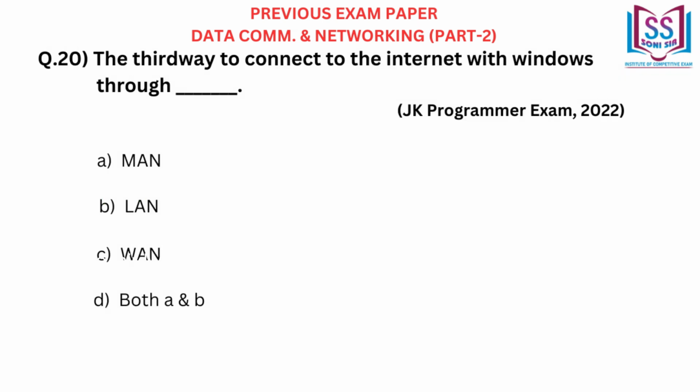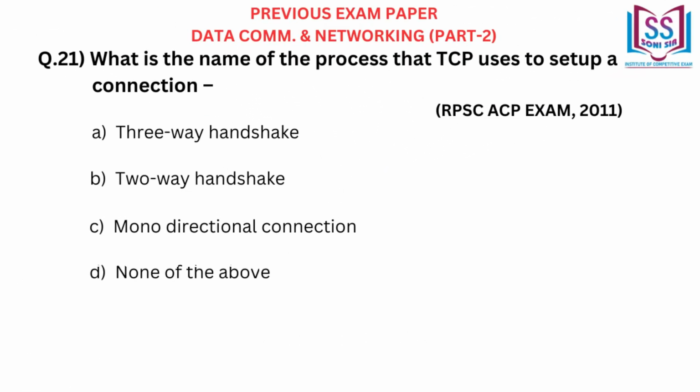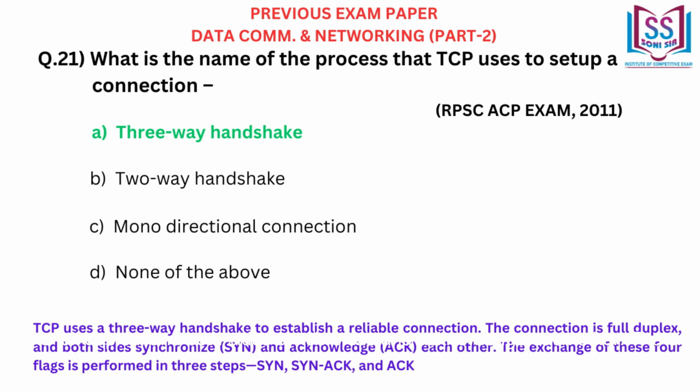The third way to connect to the Internet with Windows is through dash. A. MAN. B. LAN. C. WAN. D. Both A and B. Correct answer B. LAN. What is the name of the process that TCP uses to set up a connection? A. Three-way handshake. B. Two-way handshake. C. Monodirectional connection. D. None of the above. Correct answer A. Three-way handshake.